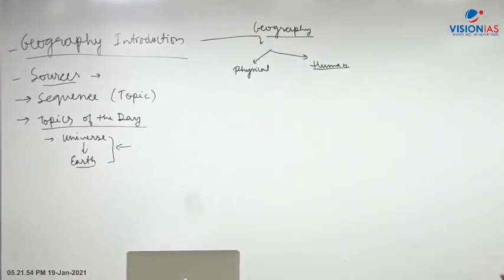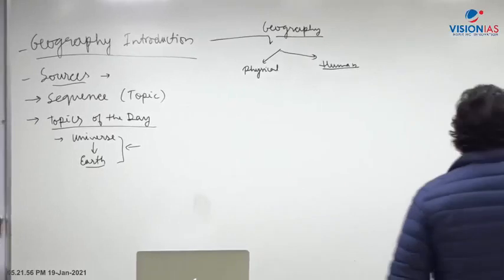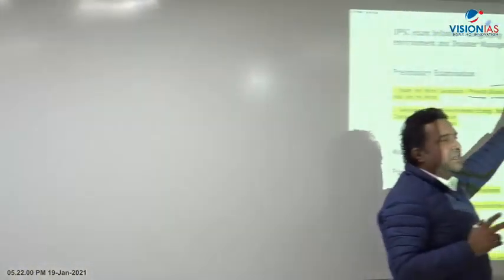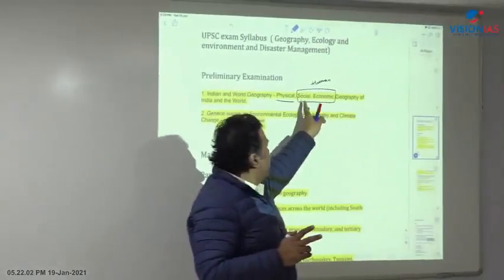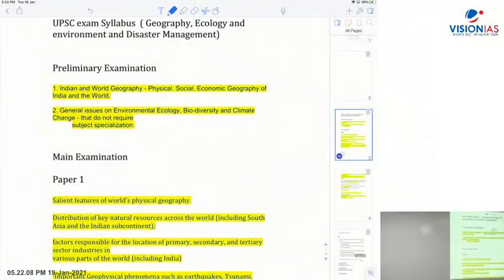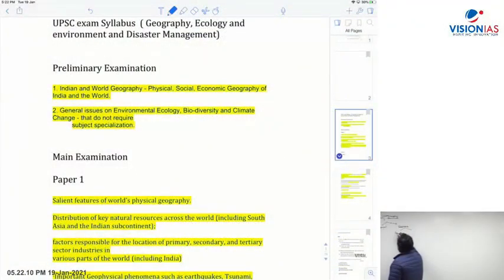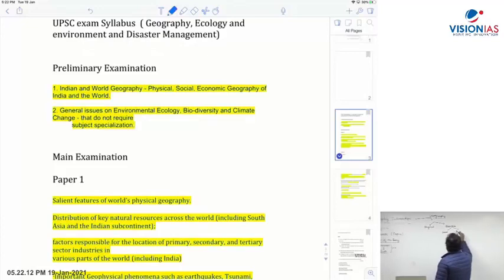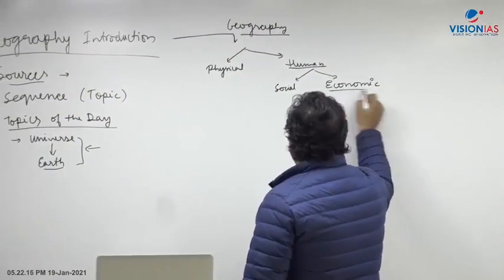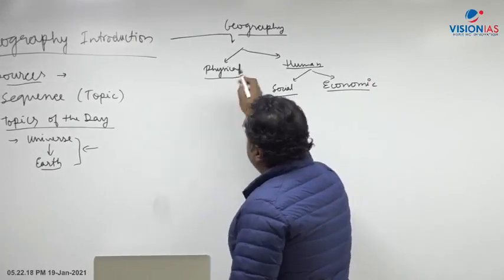Theory of geography, all that. So in your syllabus, it only says two parts. One is social, the other is, what does it say? Social and economic. So human geography is divided into social and economic geography. Okay, these two parts it is divided into. And another one is physical geography.